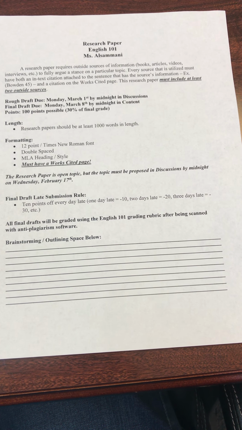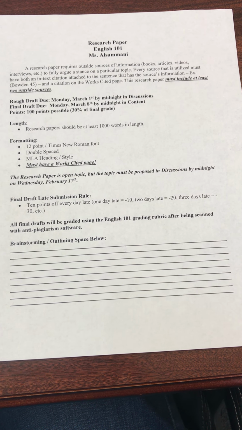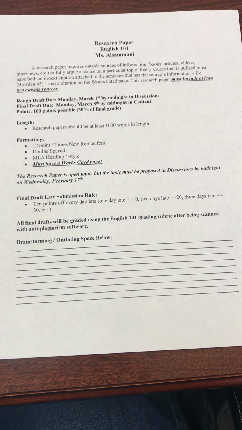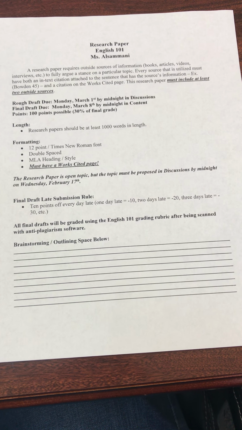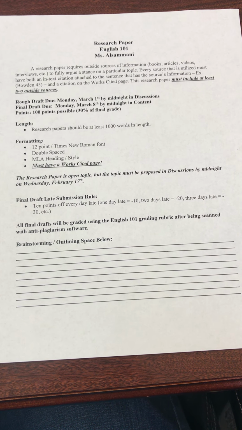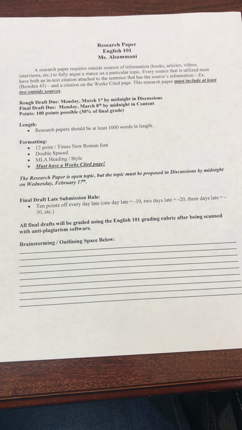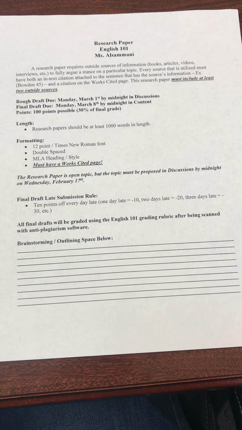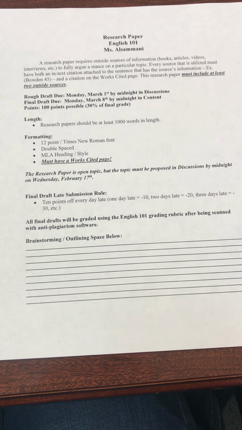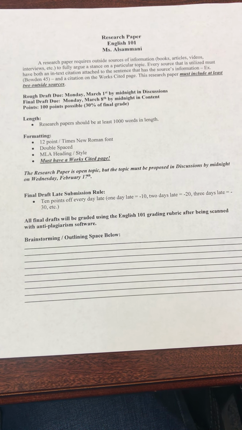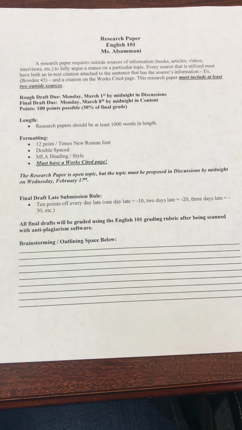You're using these outside sources to fully argue a stance on a particular topic. Every source that is utilized must have an in-text citation attached to the sentence that has the source's information. For example, Bowden would be the author's last name, and then the information came from page 45. It'll also need a citation on the works cited page. This research paper must include at least 2 outside sources. That isn't much, so that's a minimum. If you find 3, 4, or 5 outside sources that you want to use, you can, but for this assignment, the minimum is 2.